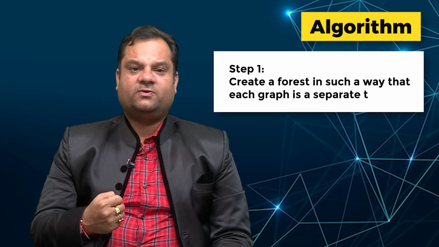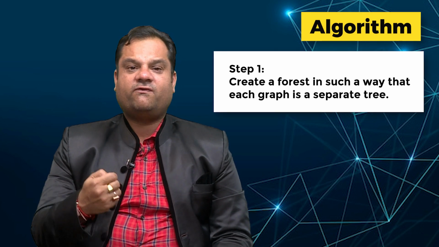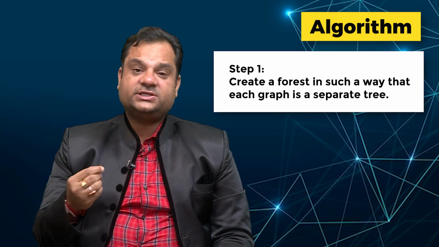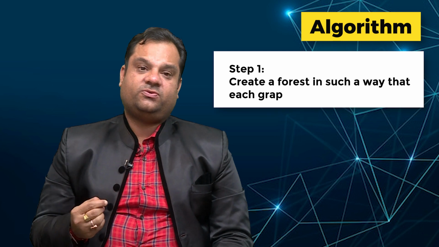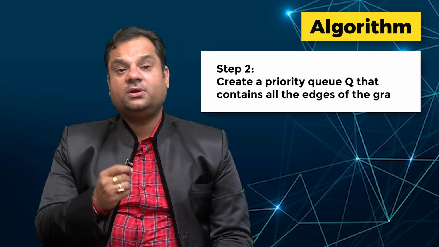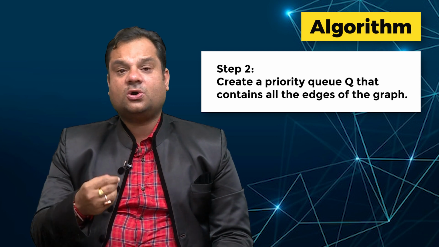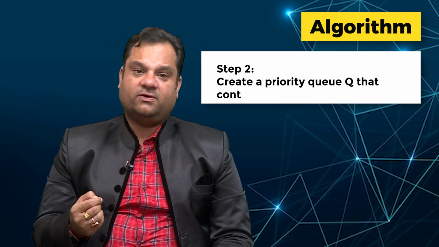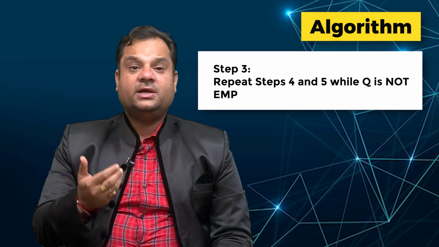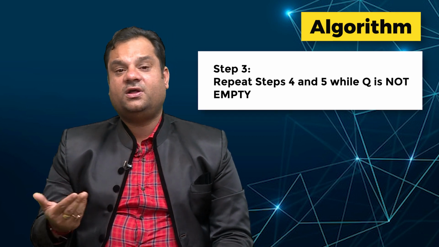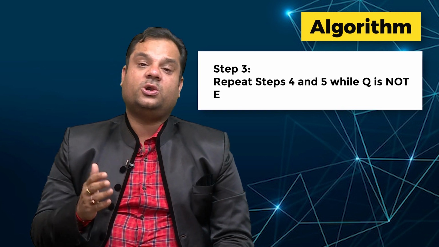Step number 1: create a forest in such a way that each vertex of the graph is a separate tree. In step 2, create a priority queue that contains all the edges of the graph. In step 3, repeat steps 4 and 5 while the queue is non-empty.